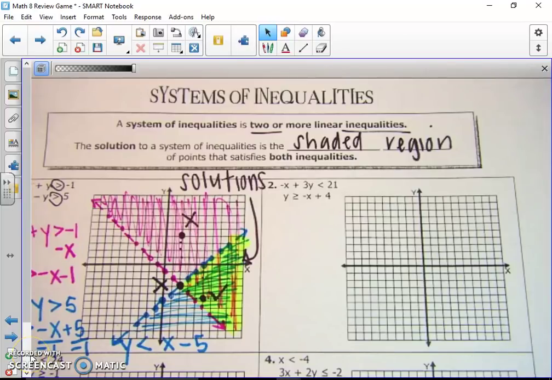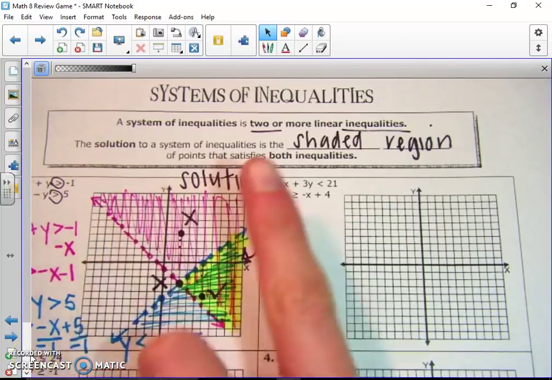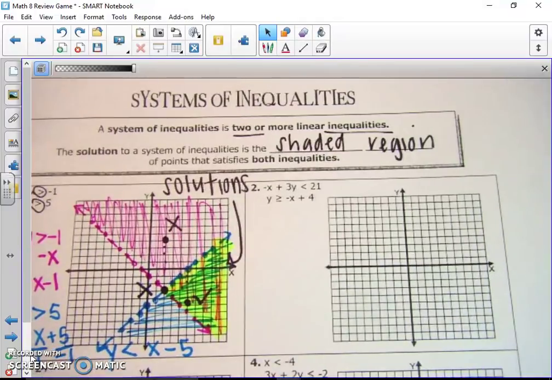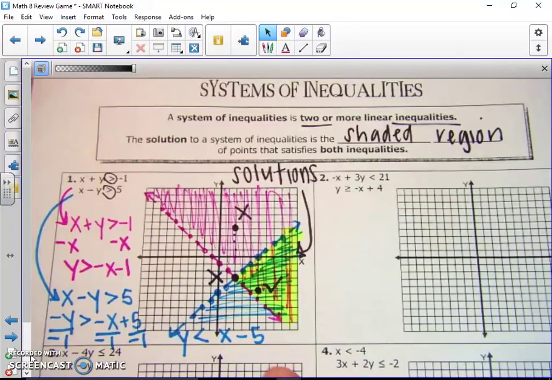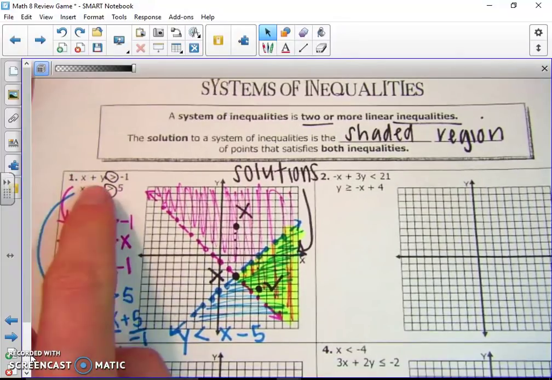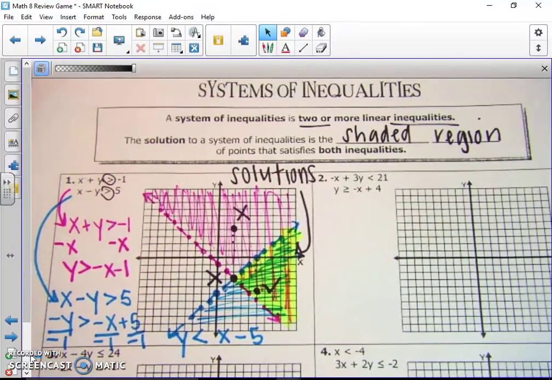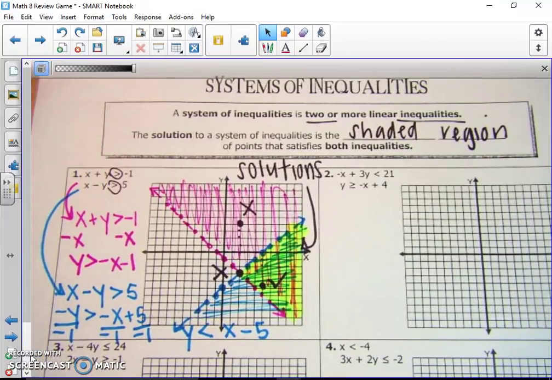All right, so we are getting a little review of graphing systems of inequalities. We started doing this last class. So this is the one we did last class. We did number 1. And what we did was we had to turn both inequalities into slope-intercept form. So that's that y equals mx plus b form.